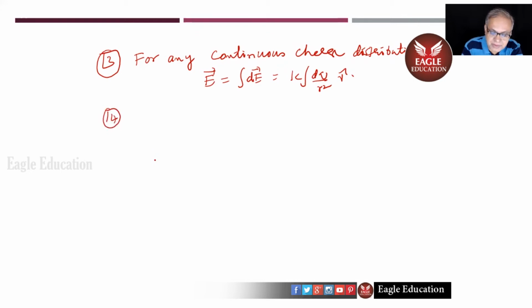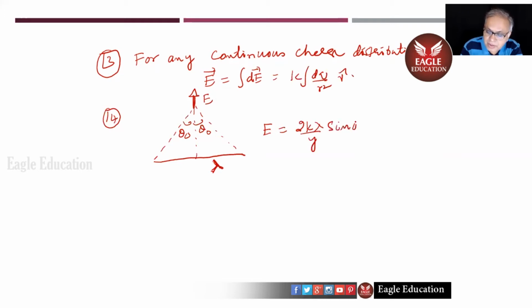Then I'll keep giving figures here. Line charge, finite. This is theta naught. This is theta naught. This is lambda. E will be in this direction only. Do you follow? Charge density is lambda. So E equals how much, children? 2k lambda by y sine theta naught. If I remember correctly, you have to see and tell me.